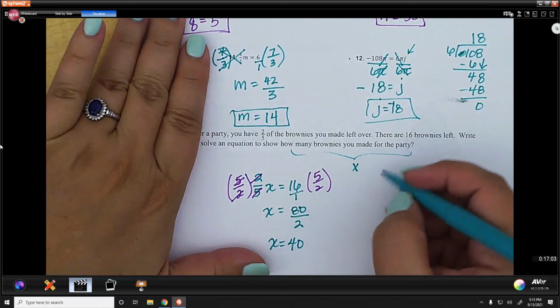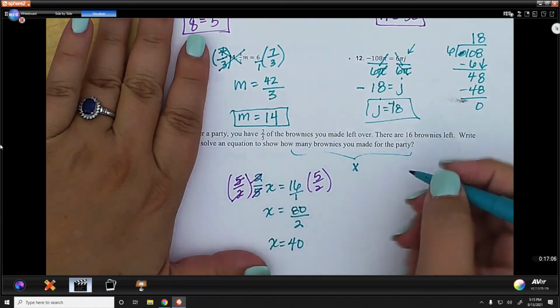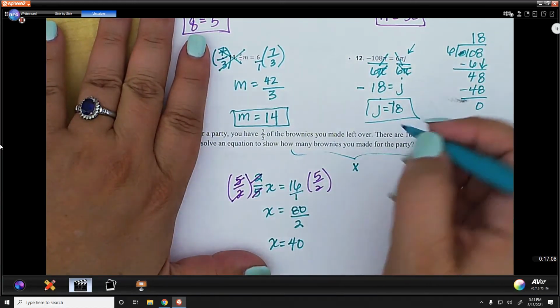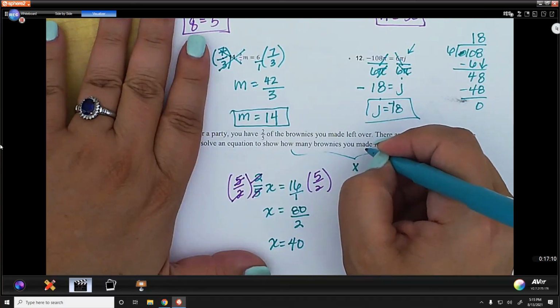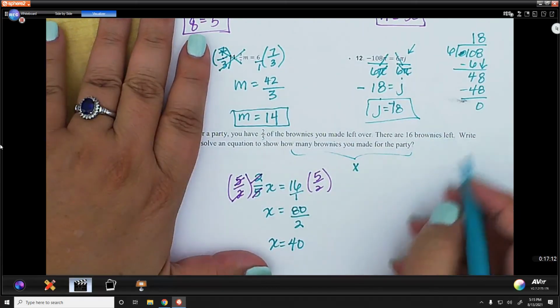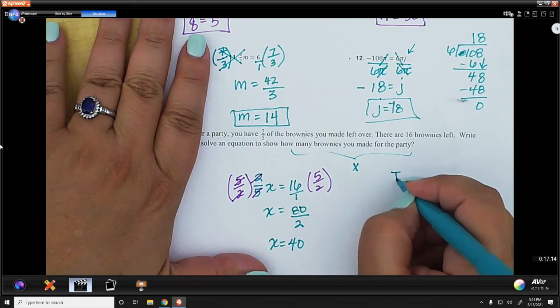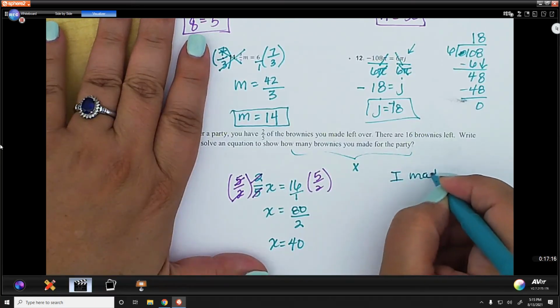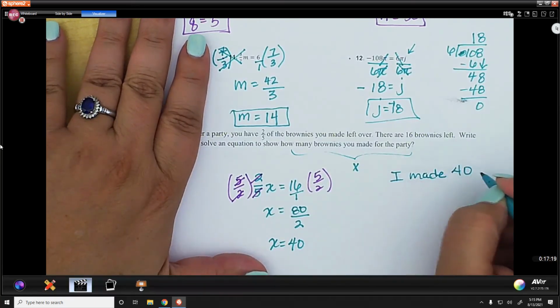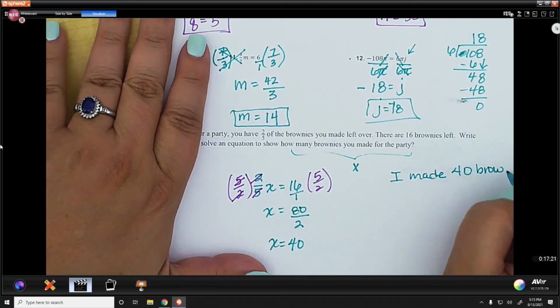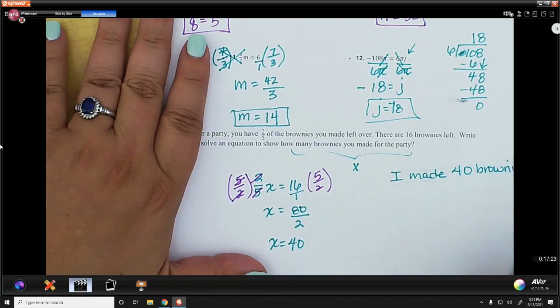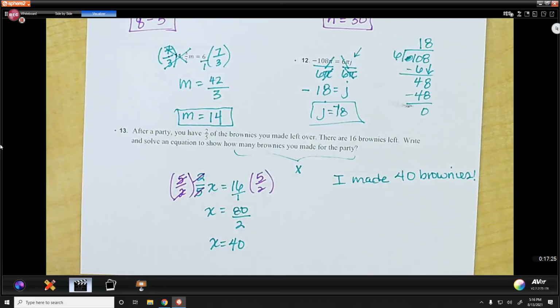So we'll say, it says how many brownies did you make for the party? That should say, did you make? Show how many you made. Oh no, that's right. So I would say I made 40 brownies. There it is. All right.